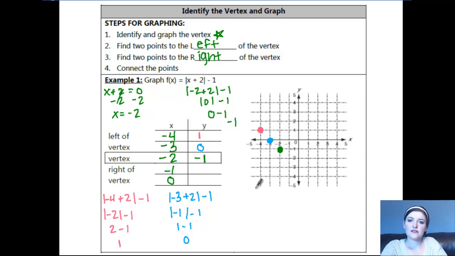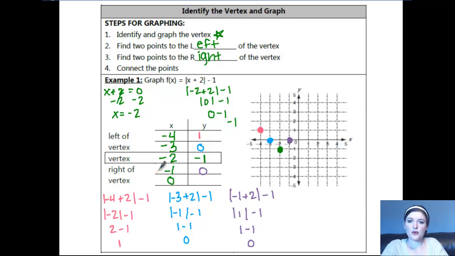Now I'll try to the right of the vertex. I'll plug in negative 1 plus 2 minus 1. So negative 1 plus 2 is 1. The absolute value of 1 is 1, and 1 minus 1 is 0. So I go to negative 1, 0.